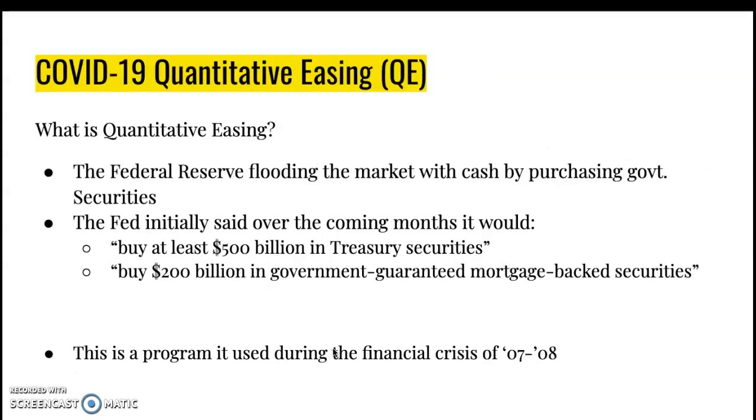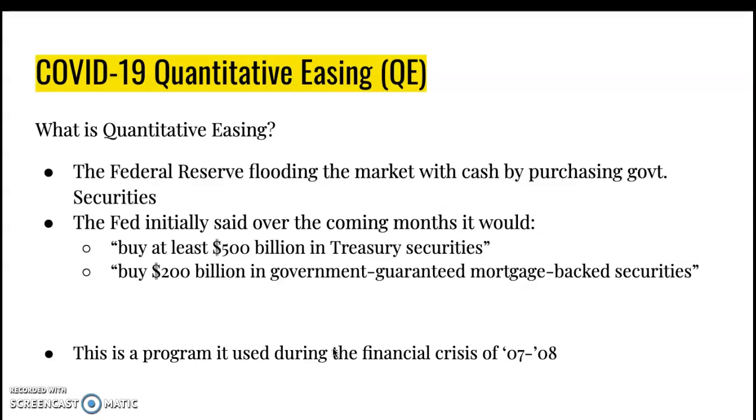Okay, and again, this is all real world stuff. Here's what the Federal Reserve has announced they're going to do right now as a result of the economic crash from the stay-at-home orders. The program's called quantitative easing. It's just a fancy word for: the Federal Reserve is going to try to flood the market with cash by purchasing tons of government securities back from the public.